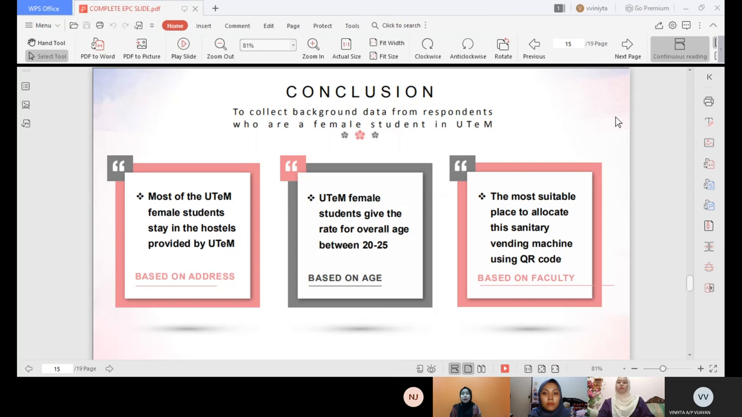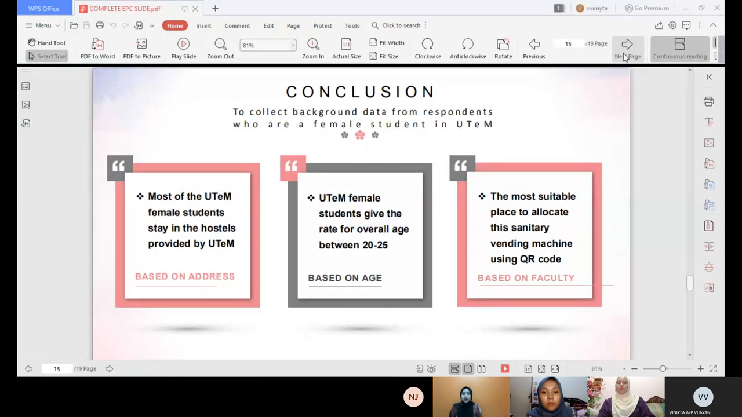In the questionnaires, part A is to collect background data from respondents who are female students in UTEM and to allocate which faculty and hostel need the sanitary napkin vending machine. And based on the address that we collected from the data, we can conclude that the most suitable place to allocate the sanitary vending machine using QR code is in all faculties and hostels in UTEM.